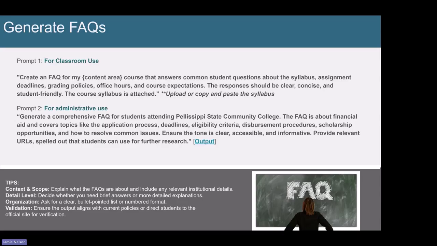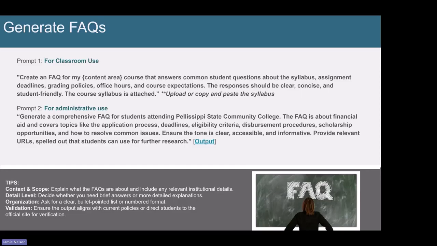So for the classroom use, generate an FAQ for this is my course title that answers common student questions about the syllabus, assignment deadlines, grading policies, office hours, and course expectations. The responses should be clear, concise, and student-friendly. The course syllabus is attached. So I'm just giving that for extra information. You don't have to. You can have it just generate a set of general FAQ questions, and from where it's learned and been trained on the web, it's going to pull FAQ questions from many syllabi that it's read. So that's a great way to use it.